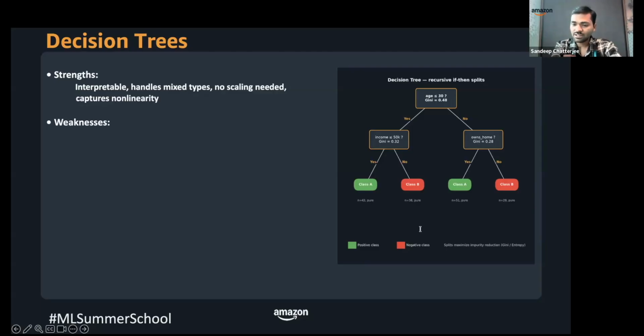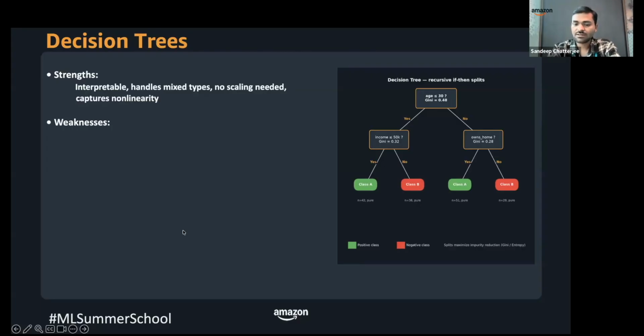Because if they are left to their own devices, they will grow until they perfectly memorize the training data. This perfect memorizing is what we call overfitting, because it will include all the random noise, which means they will fail terribly in the real world. They might perform very well on the training data, but in the real world, they will fail terribly. So this is one weakness.